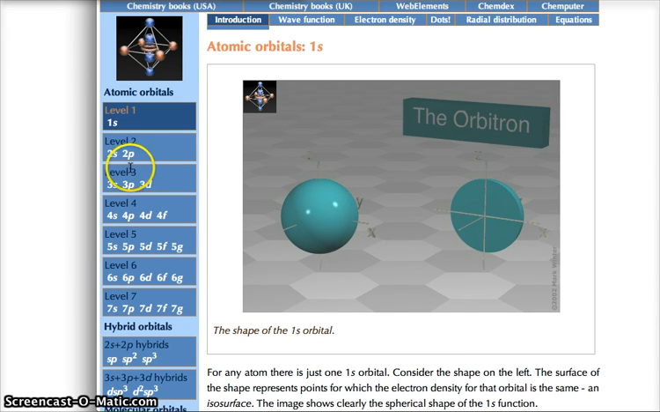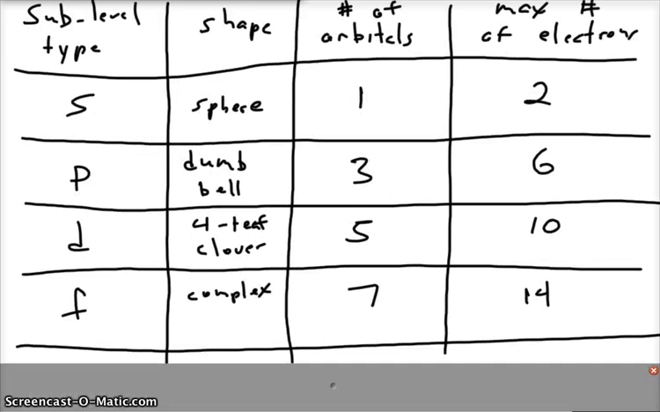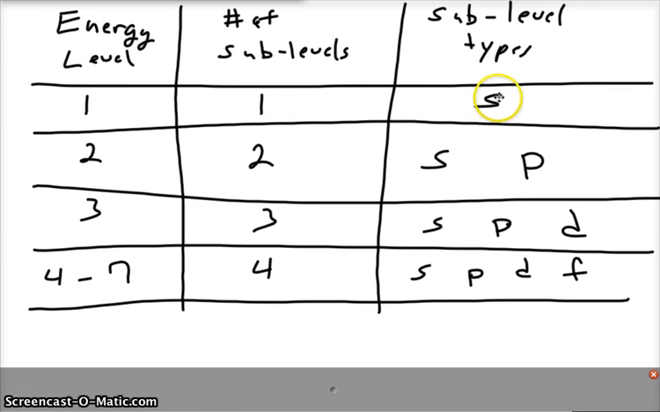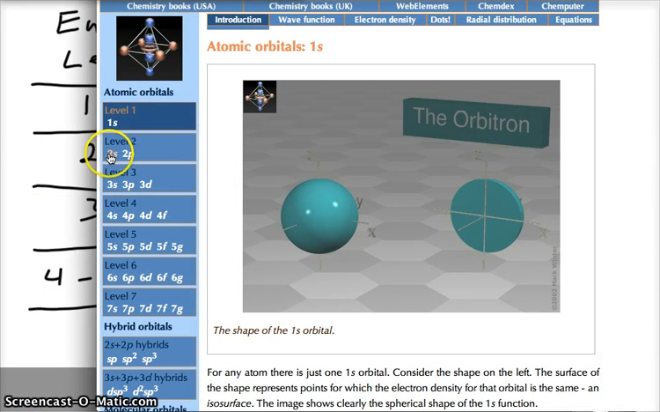Now let's look at a 2s, because remember, the S sublevels can appear on all energy levels. Go back to our chart there. S sublevels appear on the first, second, third, fourth, fifth, sixth, and seventh. And so S sublevels are on all. So we can look at a 2s orbital.